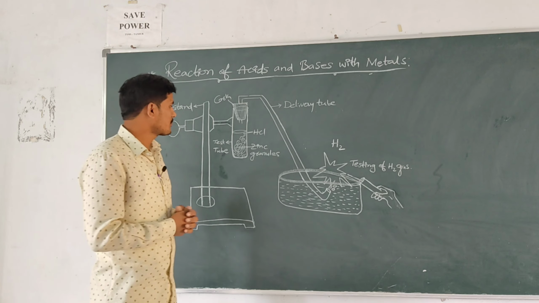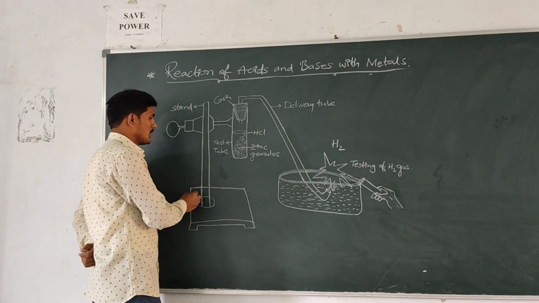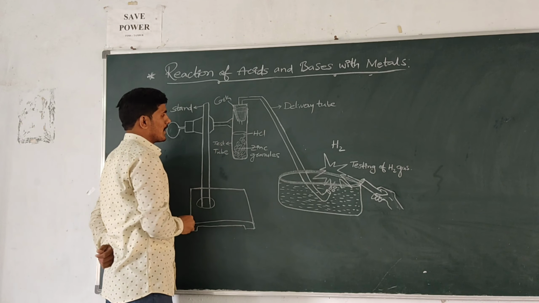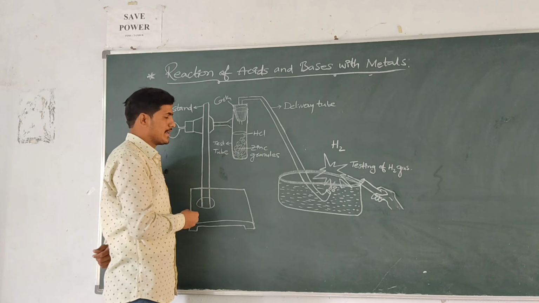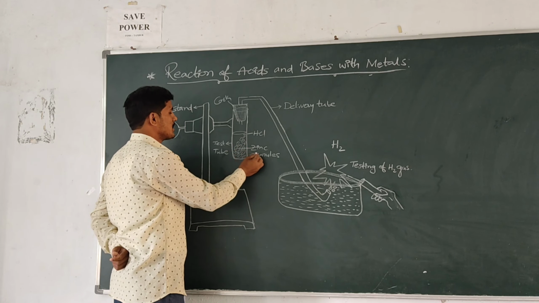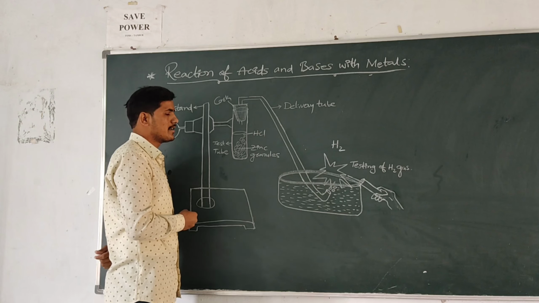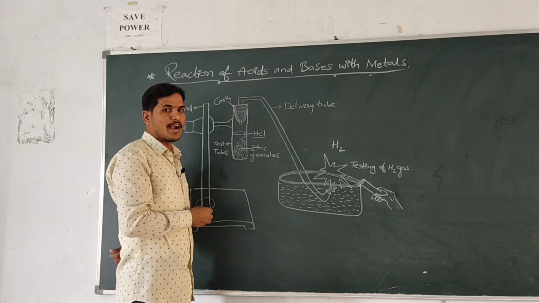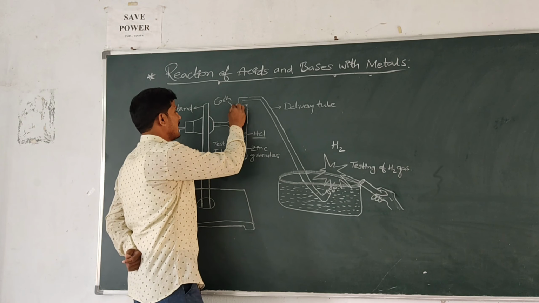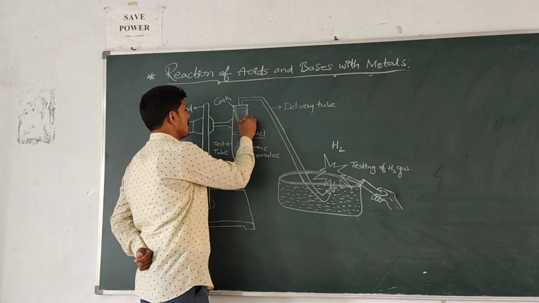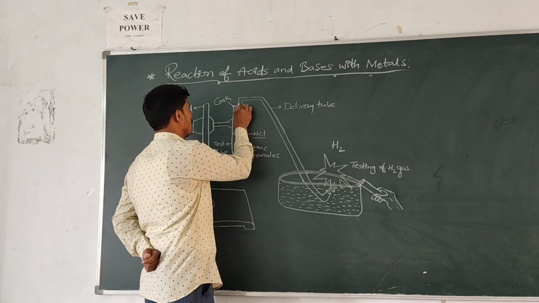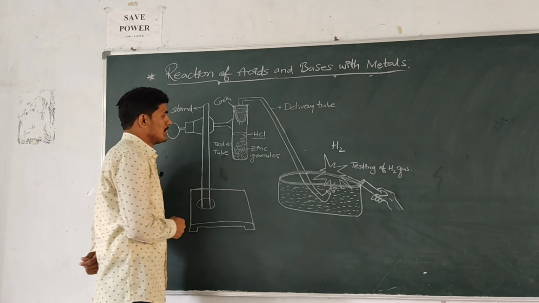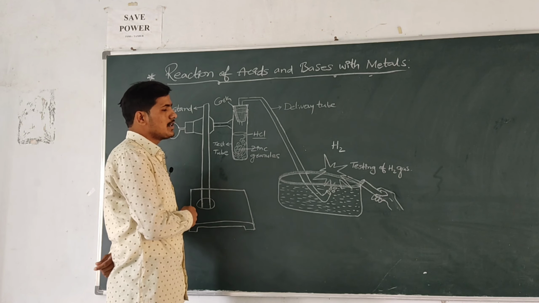Now first take a stand. In this stand, arrange a test tube. It is filled with zinc granules. Take a few grams of zinc granules and add hydrochloric acid, that is HCl. Keep a rubber cork at the mouth of the test tube. It has a small hole, and from it a delivery tube is passing the gas outside.